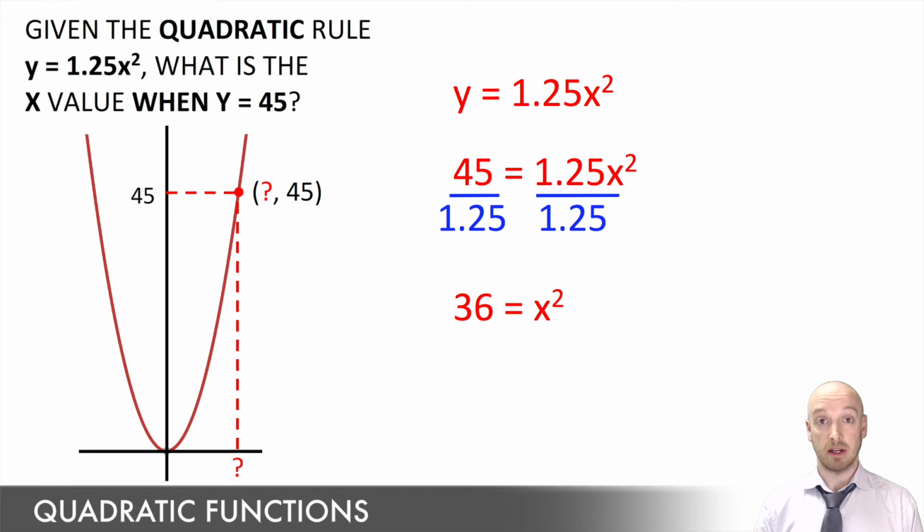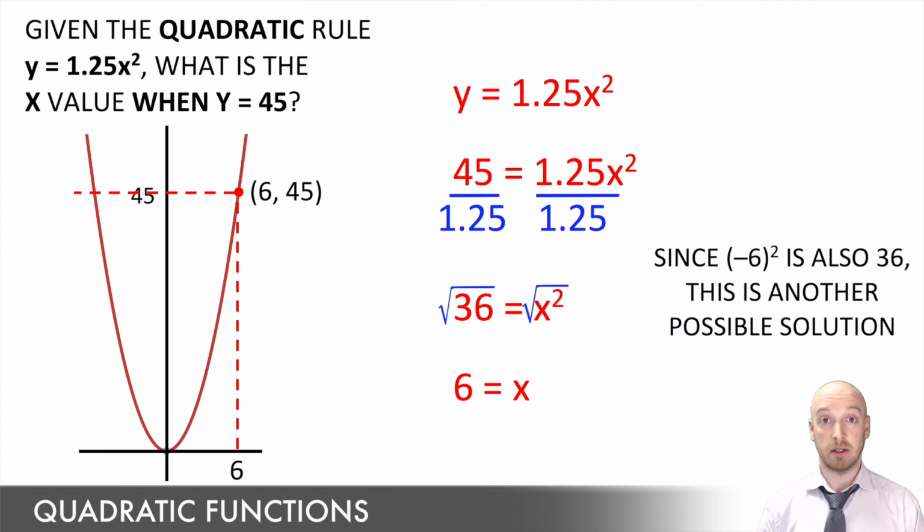And to isolate x, to get rid of that squared that's on top of it, I'm going to take the square root on both sides. So that leaves me with an answer of 6 equals x. And what that means is, given the rule y equals 1.25 x squared, if we know the y value is 45, we can solve for the x value, and in this case, it's 6. Now somebody out there might be wondering if x could also be negative 6 in this case, since negative 6 squared would also give an answer of 36. And the answer is yes. In this case, we were asked about a positive value for x, but the answer could have also been negative 6.